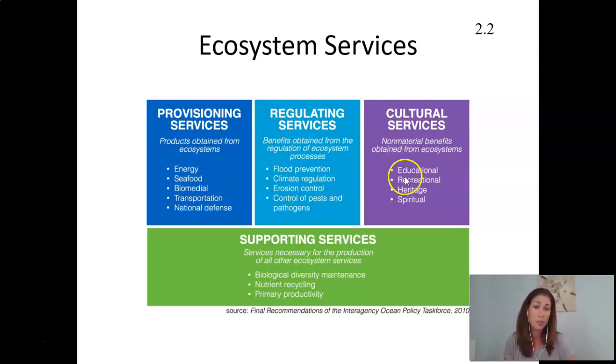We have cultural services. So these are more intangible things. So we get aesthetic value here. You can have recreation. So ecotourism would fall into a good category here for cultural services. And then finally, we have supporting services. So this is how one part of an ecosystem helps the rest of the ecosystem function. So things like nutrient cycling or primary productivity, which we learned is a synonym for photosynthesis. So how we keep our ecosystems running.